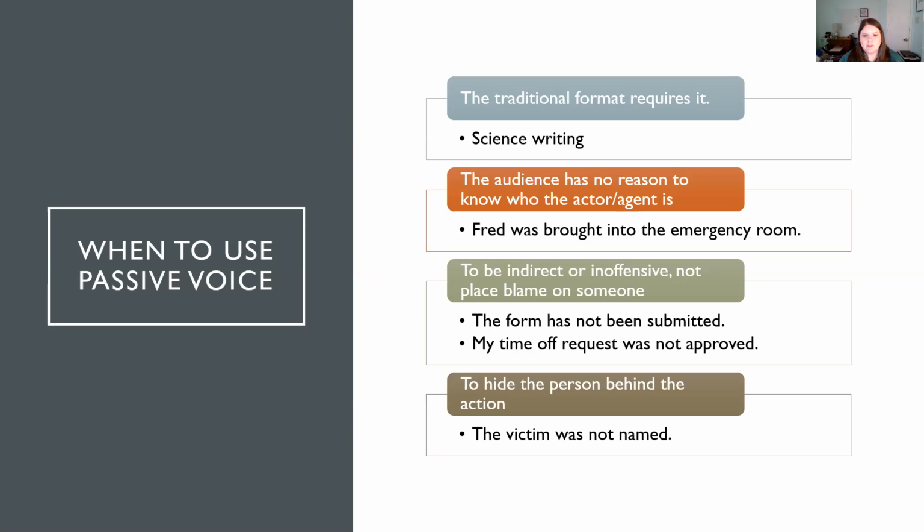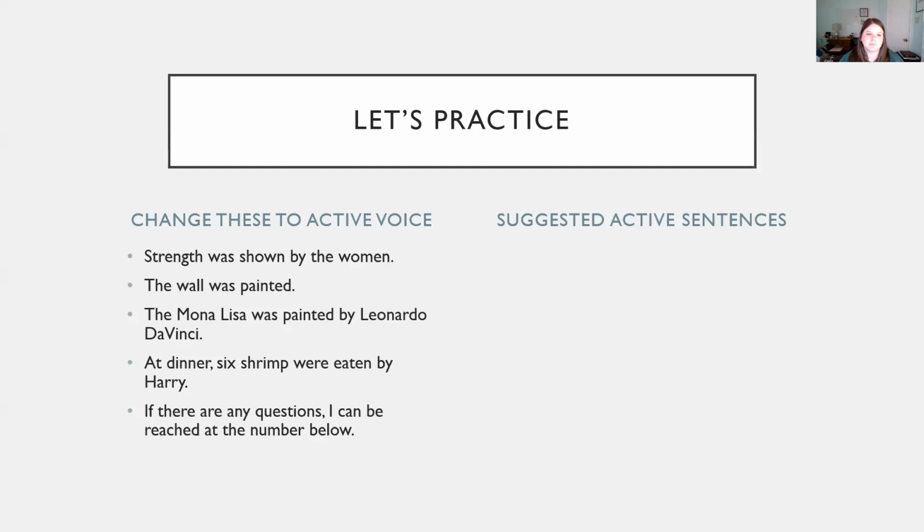And then lastly, to hide the person behind the action. So for instance, something like the victim was not named. Like in newspapers, you don't want to always state somebody's name if that person needs to be protected for some reason. Newspapers do this quite a lot, even in this situation, something like the victim was not named, or if their source is hidden, right? Because they may say, you know, the source said, or you may just want to not attribute it, so you're not necessarily providing information to say who that person is that's doing the action.